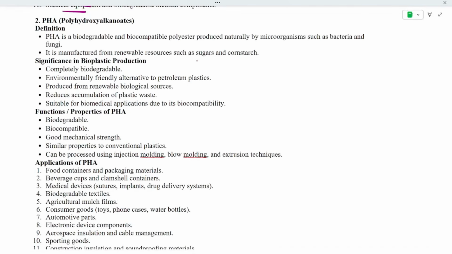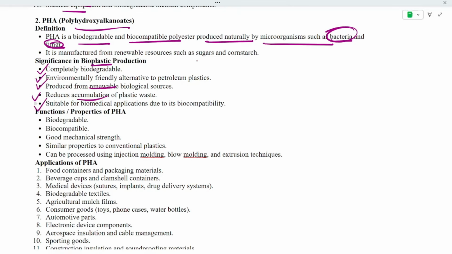Next is PHA, that is polyhydroxyalkanoates. It is also a biodegradable, biocompatible polyester produced naturally by microorganisms such as bacteria and fungi. You have to remember that bacteria and fungi are for polyhydroxyalkanoates. It is completely biodegradable, environment friendly, renewable, and it reduces the accumulation of plastic. It decreases that.